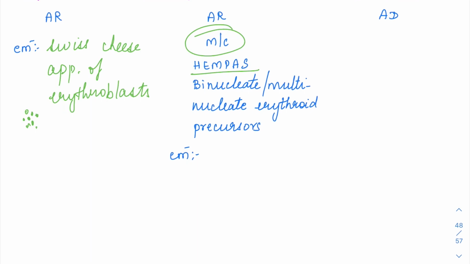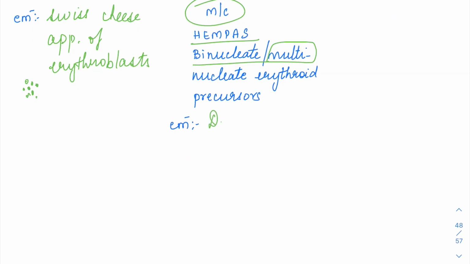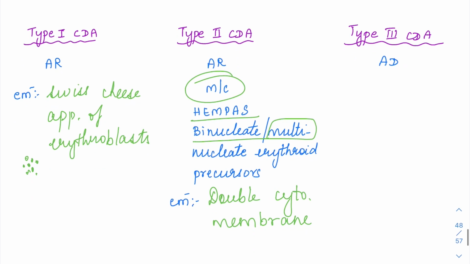erythroid precursors. So both multinucleate and binucleate precursors are going to be there. So this is the classical thing, multinuclearity. And on electron microscopy, if you see, there is going to be a double cytoplasmic membrane. So double cytoplasmic membrane is a characteristic feature of type 2 CDA on electron microscopy.